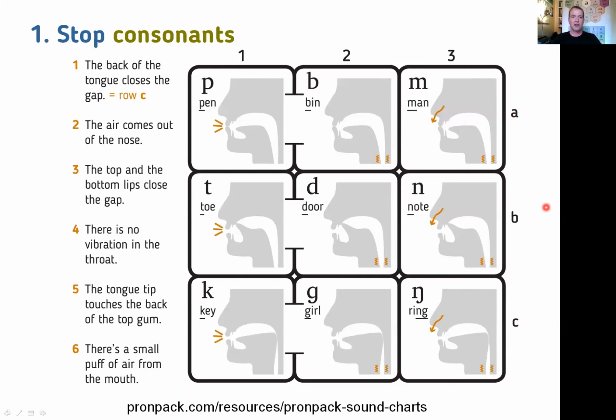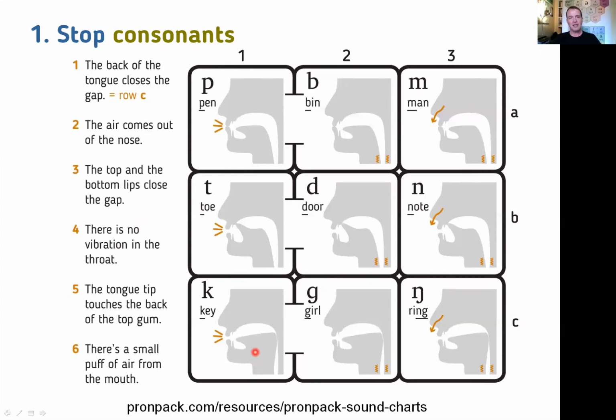Number 4, there's no vibration in the throat. These zigzags here represent vibration in the throat, or voicing, as we'll see later. So we can see that these 3 here don't have that vibration in the throat. So number 4 is column 1.